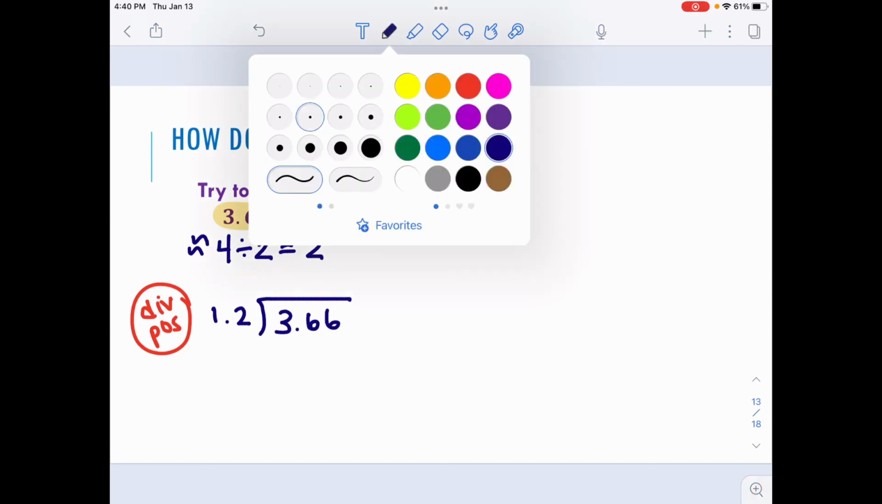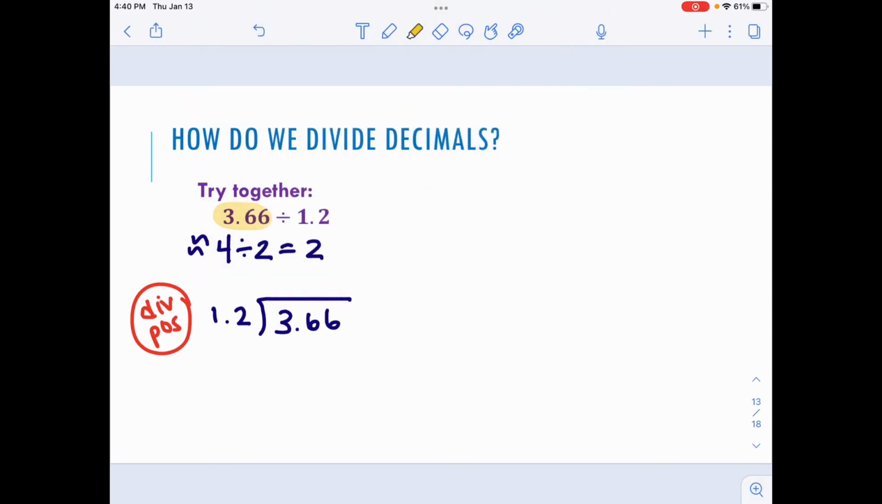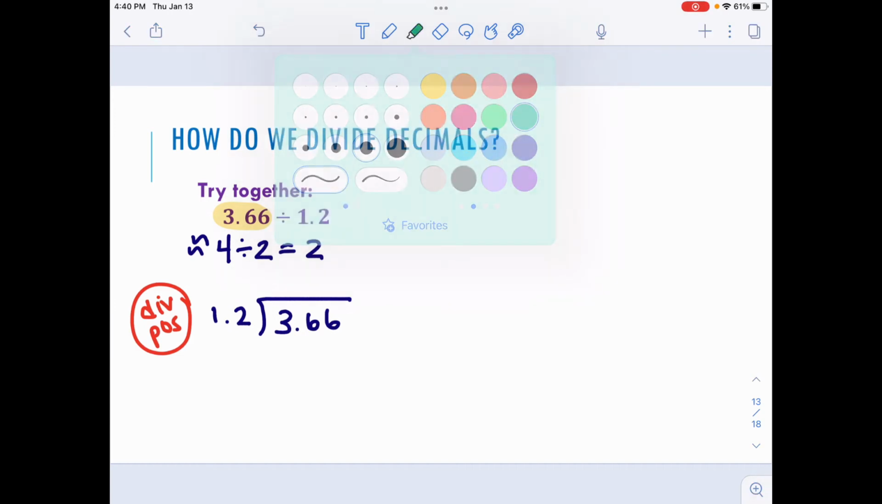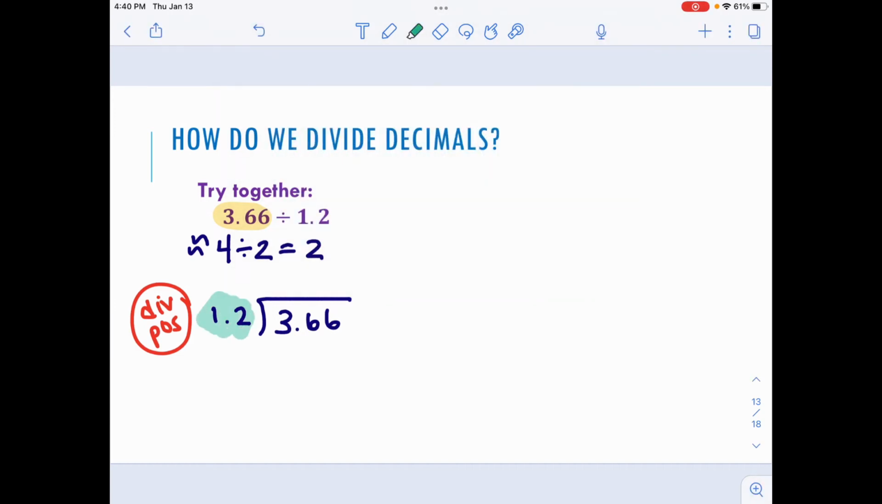Now, once again, the number on the outside, I'm going to highlight here in green, cannot be a decimal. So I have to ask myself, how can I turn 1 and 2 tenths into a whole number? Good, I need to multiply by 10. I need to move that decimal place once to the right. So I'm multiplying by 10. So if I do that, I have to do that to the number inside too. So now I've created this new problem.